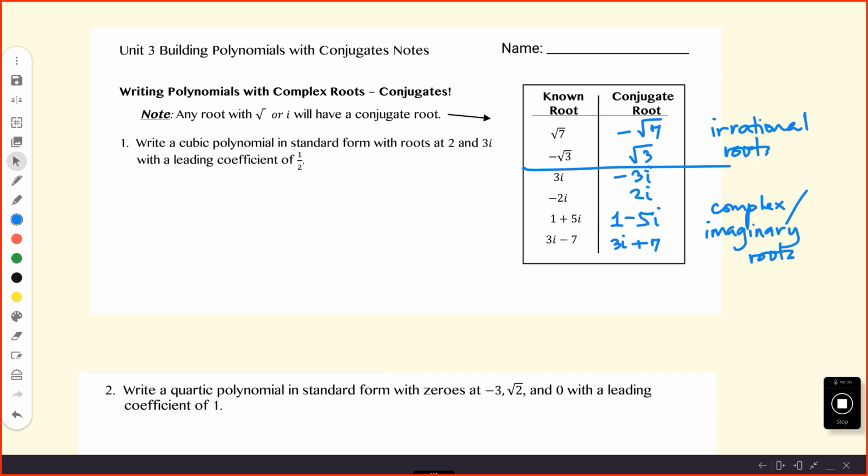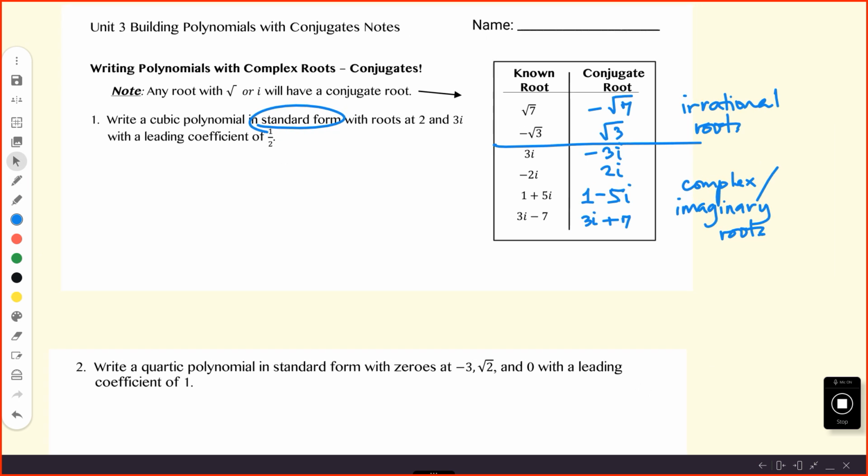Now we have 3 examples, and we're going to write our equation in standard form. That means once we have the intercept form, we just simplify to come up with the standard form. Again, any root with a square root or i will have a conjugate pair. What is the degree if it's a cubic polynomial? 3. So we expect 3 roots and 3 factors. Let's write all the roots here and then convert them to factored form.